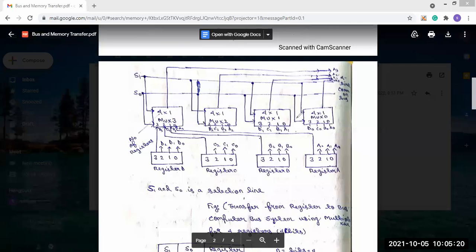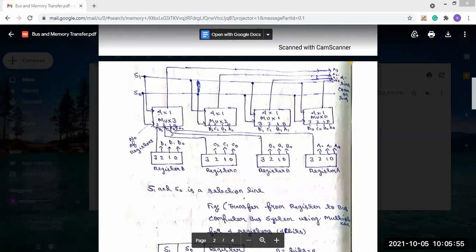So this is the total transfer from register to the bus and computer bus system. The bus system uses the multiplexer. Here we have selected 4 registers, but if you want, you can select 8 registers also. If there will be 8 registers, that means there will be 8 cross, and we have to use an 8 cross multiplexer. Here we have selected 4 registers, and the 4 registers have 4 bits.